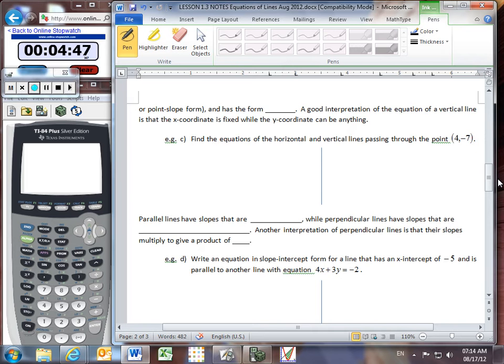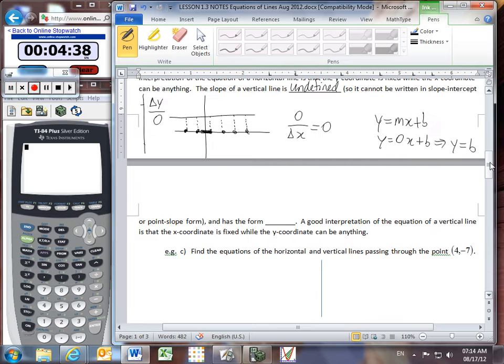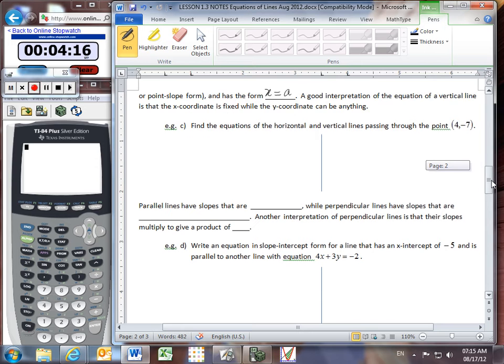But if you wrote it in standard form, just like previously with the horizontal line, we were fixing the y-coordinate. Now we're fixing the x-coordinate. So the x-coordinate for every point along the vertical line is fixed at a particular distance away from the y-axis, but the y can be anything. So our form, we can write it as x is equal to a, where x is always a constant. A good interpretation I've written is that the x-coordinate is fixed, while the y-coordinate can be anything.